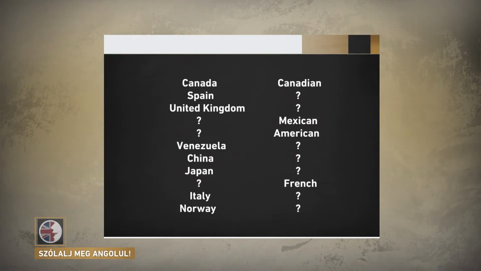Now, Mexican is the nationality for which country? Mexico. And American is the nationality for the USA. Venezuela is the country and the nationality is Venezuelan. Okay, now the people in China are Chinese and the people in Japan are Japanese. Easy. Okay, now think about Gérard Depardieu. He comes from France and his nationality is French and Russian.